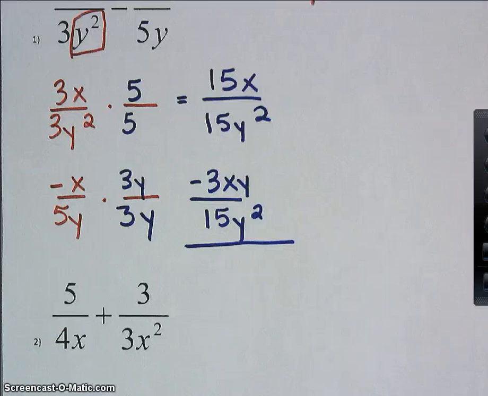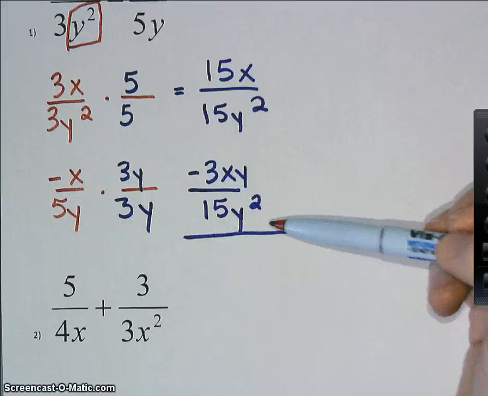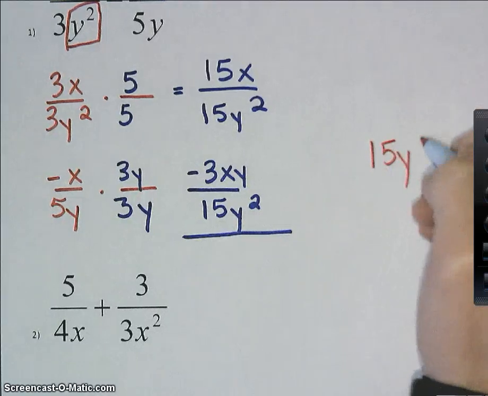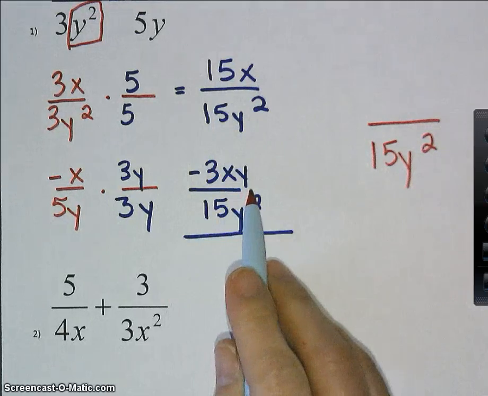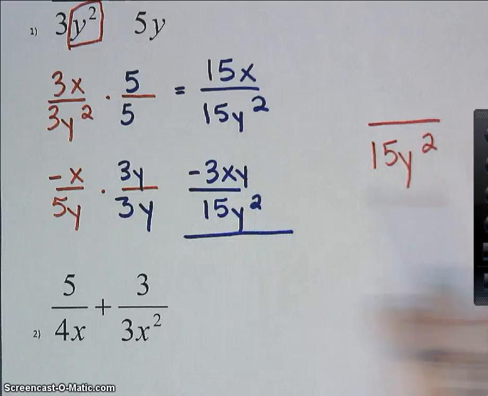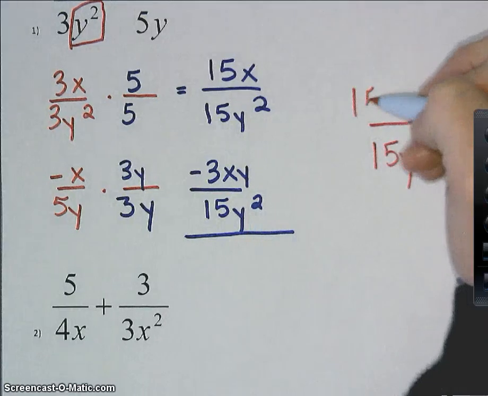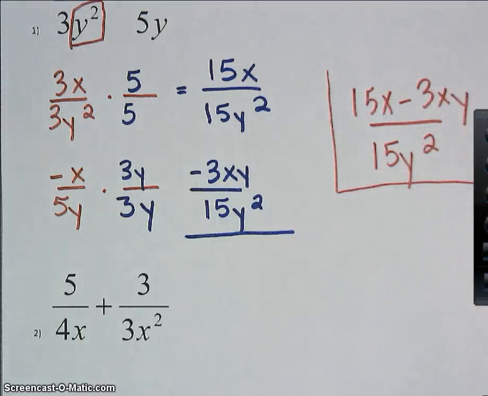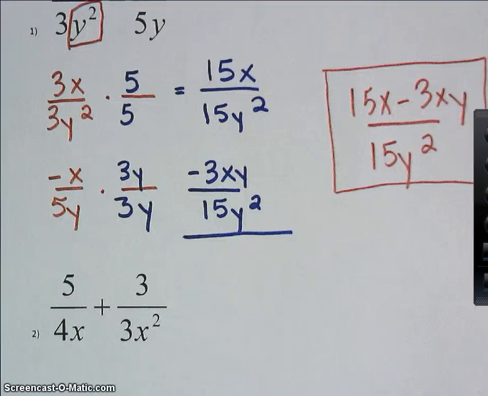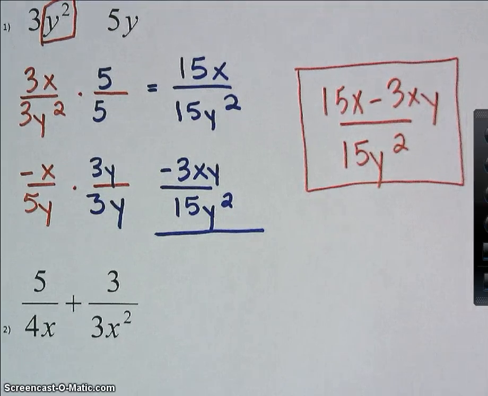And now I can simply combine those. Now that I have my common denominator, it's going to stay the same. And then now I have 15x minus 3xy. Well, they're not like terms, so I can't do anything. So I have 15x minus 3xy. For our purposes now, we're going to be satisfied with that answer. But I encourage those of you who want to see how you can simplify that further to go ahead and do that and then share your answers in class tomorrow.